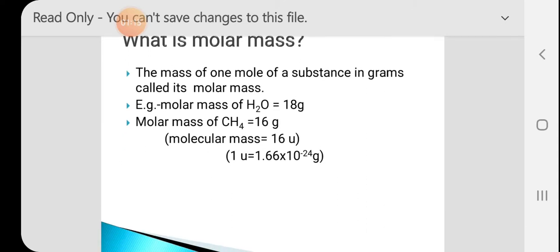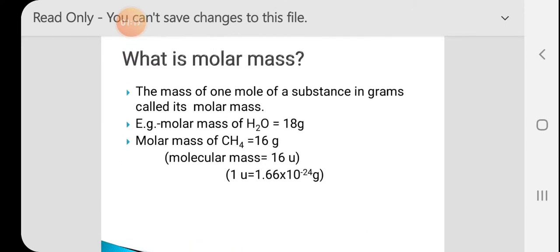And what is molar mass? The mass of 1 mole of a substance in grams is called its molar mass. Example, molar mass of water. It is coming 18 gram. How is it coming 18 gram? Because hydrogen 2 atoms are there, so 1 into 2, 2, plus oxygen has atomic mass 16. 2 plus 16, it will come 18 grams.